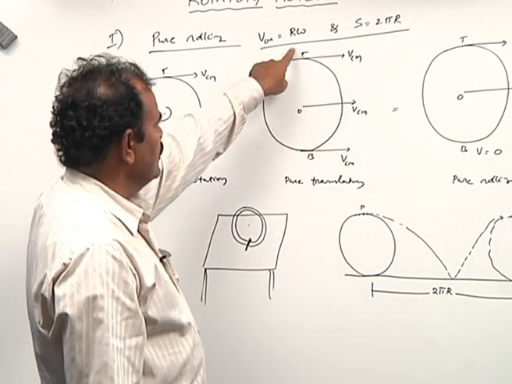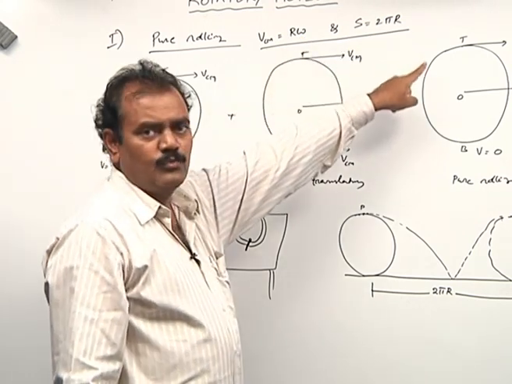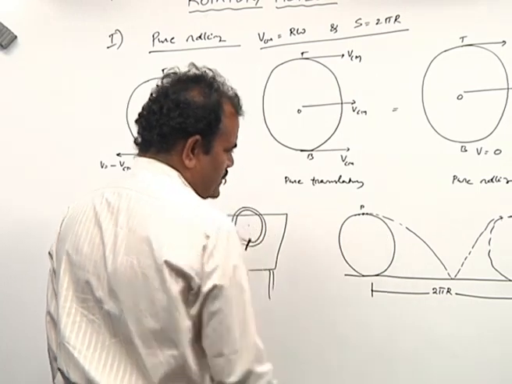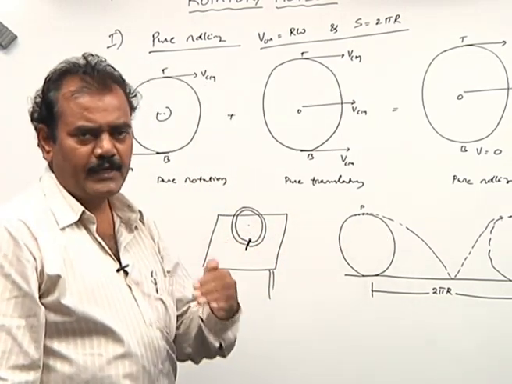V center of mass is equal to R omega, and S is equal to 2 pi r can be taken. So here S is equal to 2 pi r means in one complete rotation.